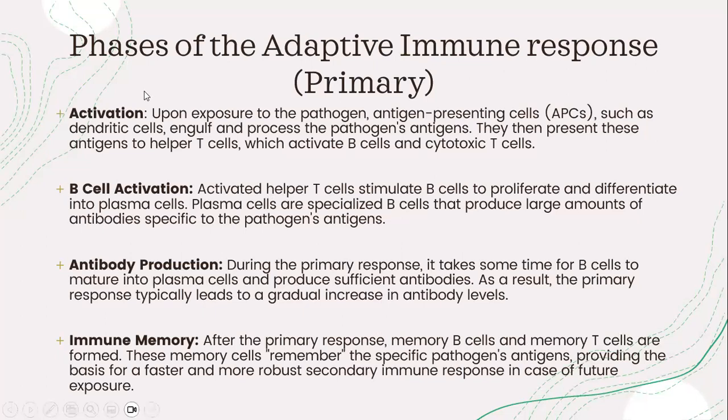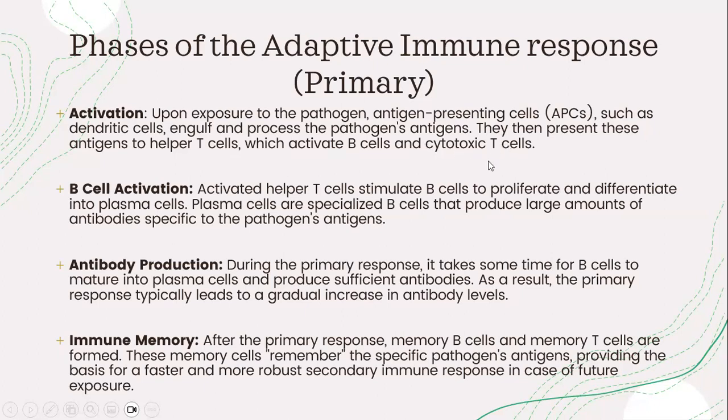So now we're going to go into the phases of the adaptive immune response. We'll start with the primary response, which begins with activation. Upon exposure to the pathogen, the antigen presenting cells, so that could be your macrophages or your dendritic cells, show the pathogen's antigen on the surface and then present this antigen to a helper T cell, like I was saying earlier, and that activates your B cells and, in some cases, your cytotoxic T cells.